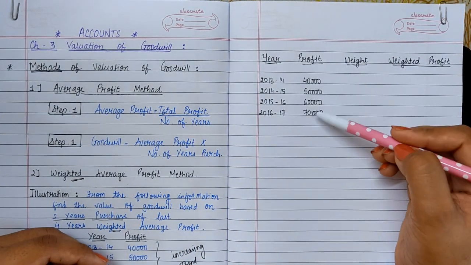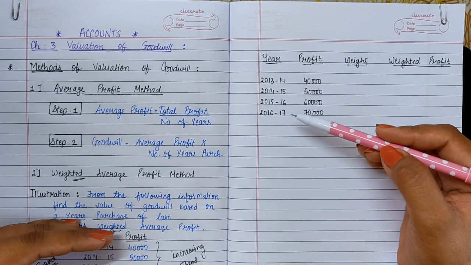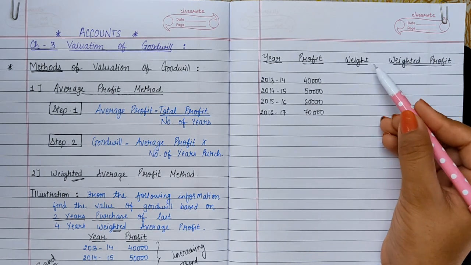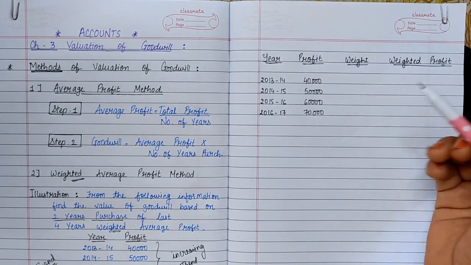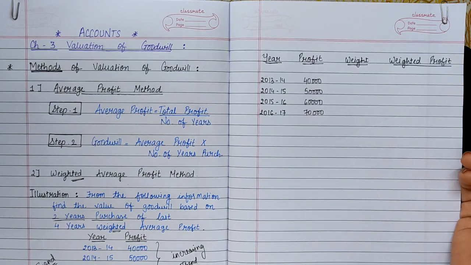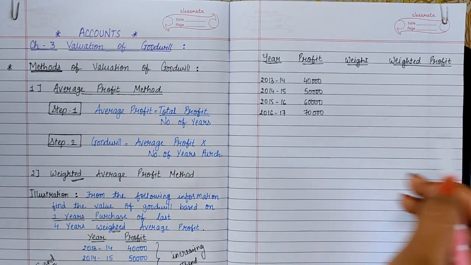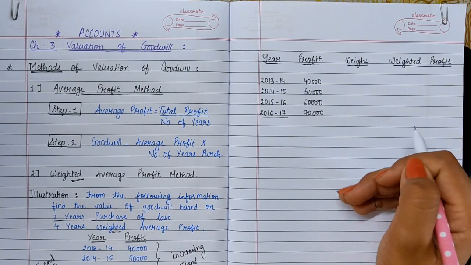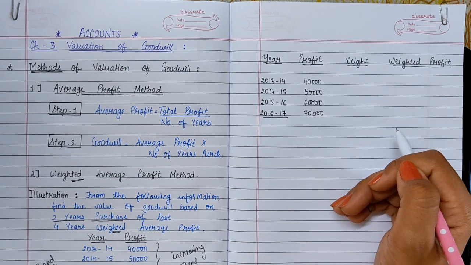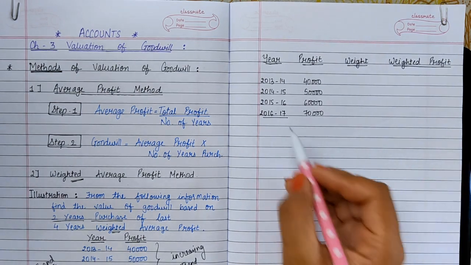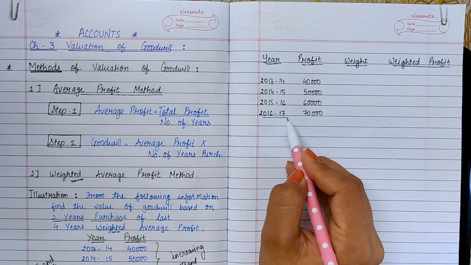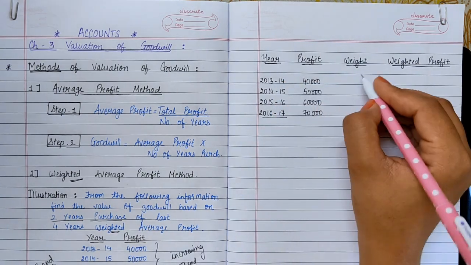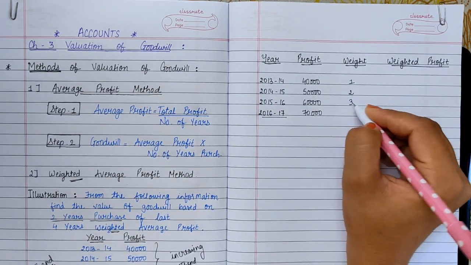Now see, here we have profit for certain years. As per weighted average profit method, first we need to assign weights. Weights will be assigned in numbers 1, 2, 3, 4. The maximum weight is to be given to the recent year. Like today we are in 2020, so which is the recent past year? 2019. So here, among all, the recent year is 2016-17. So there should be 4. So we will start with 1, 2, 3 and 4.